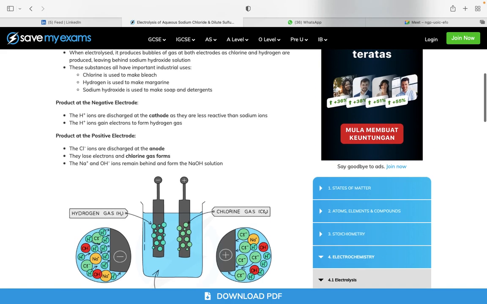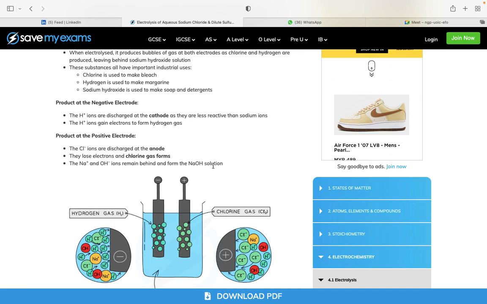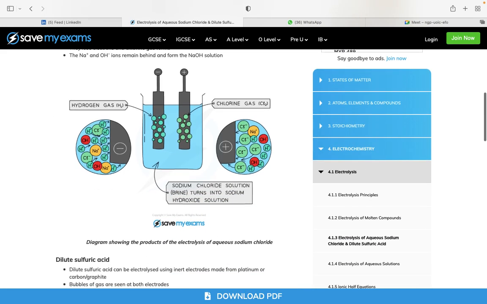This is the diagram. Then this is the cathode. The anode, the positive electrode. At the positive electrode, the chloride ions are discharged at the anode. They lose electrons and form chlorine gas, right? So the sodium ions and the hydrogen ions remain behind, and then they form sodium hydroxide solution. So that's the electrolysis of this. Is that understood? Yes.